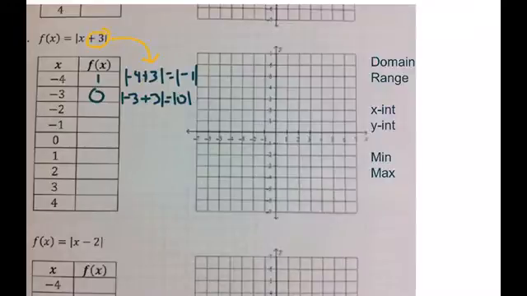And then you're going to come over, you're going to look at your ordered pairs, you are going to graph them on the graph, and then from the graph you're going to do your domain, range, y-intercept, x-intercept, min and max. So your assignment is to finish number 2 and do number 3.